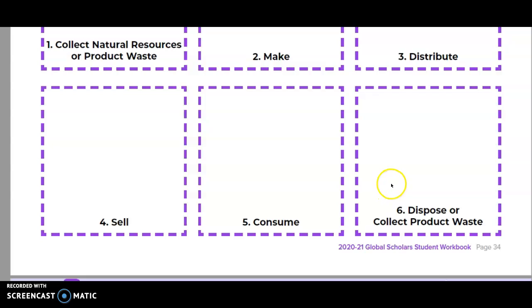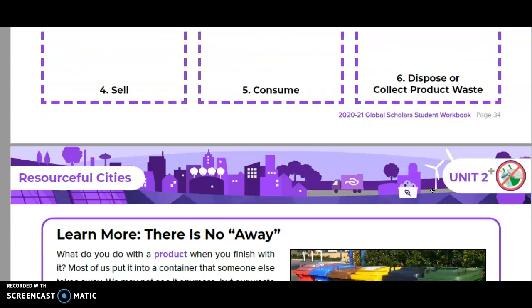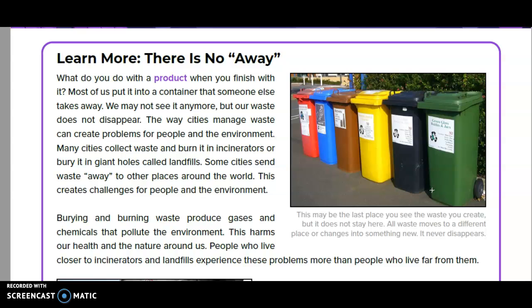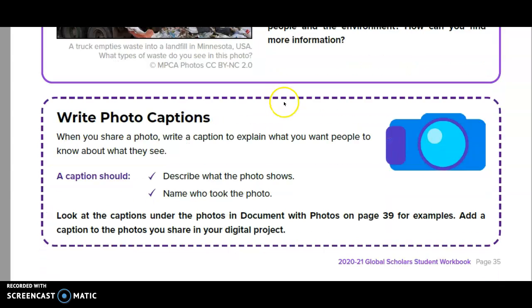Is it disposed in a landfill? Is it disposed somewhere else? Can we reuse that product to make a new product? Well, that is the idea, okay? To investigate and to learn more. If you have time, you can read also page 35, which is very interesting.